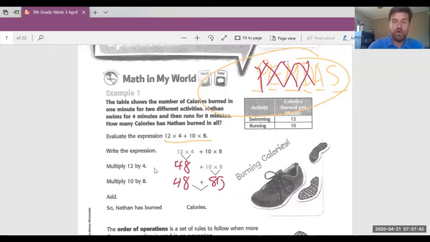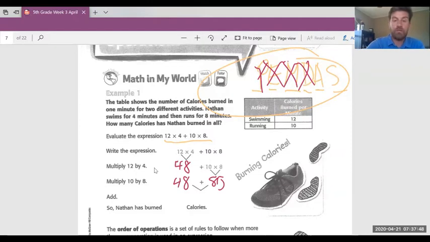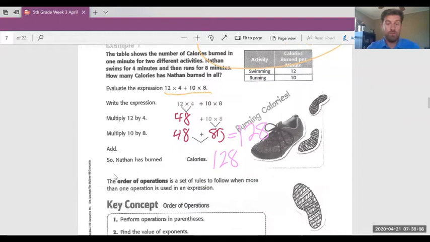We have one addition. Right? So now all I'm doing is adding 48 and 80. So I should get 80, 90, 100, 110, 120, 128. And cross that out. And I don't have subtraction either, right? So all in all, they love to give you 128 calories. That's all it is.